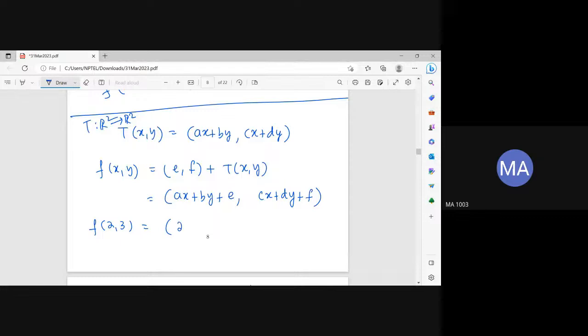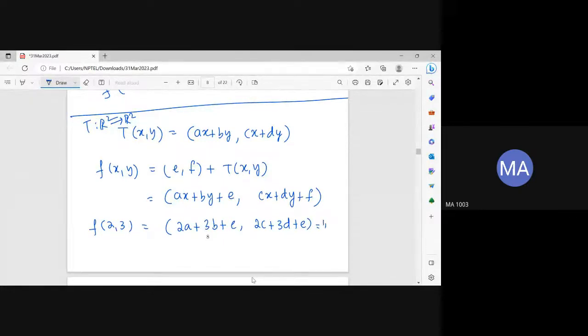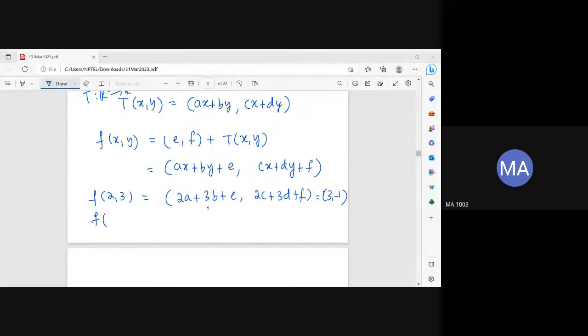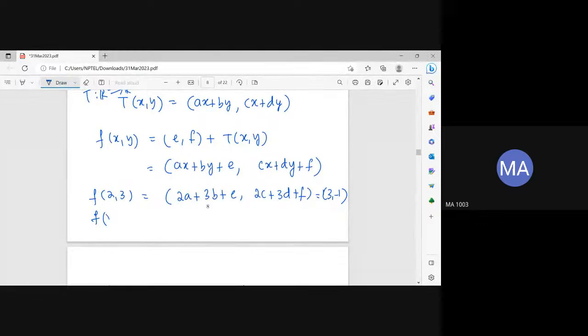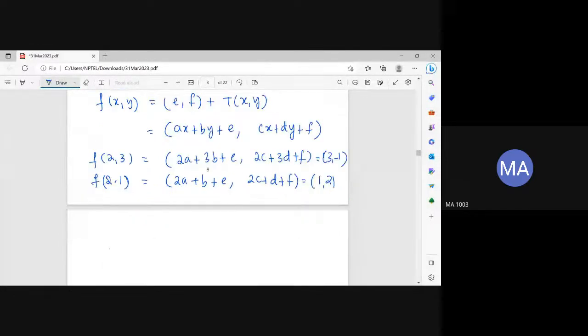It is (2a + 3b + e, 2c + 3d + e). This is given to be something, (3, -1), plus f. Yeah, this is f. Then f of (2, 1) is (2a + b + e, 2c + d + f). This is equal to something, (1, 2). And then f of (1, 0) is (0, 1).